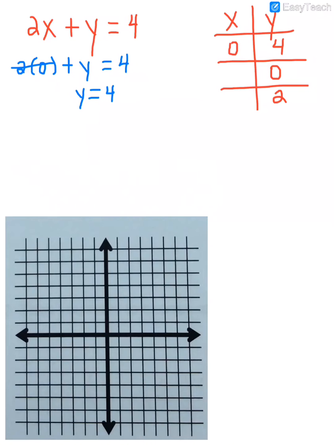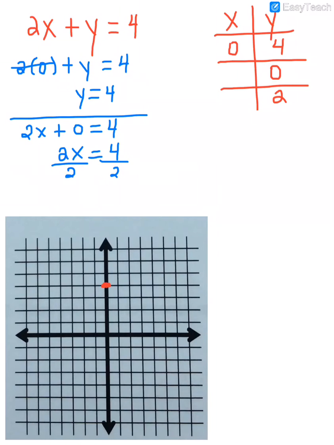So if I go down to my graph, 0, 4, I don't go left to right because there's 0 for my x, but I just go up 4 spaces. 1, 2, 3, 4. And that's the point that I just found. Okay, so now I'm going to plug in 0 for y. If I plug in 0 for y into the equation, this just gives me 2x equals 4. And to solve this, I divide by 2. So I get x equals 2.